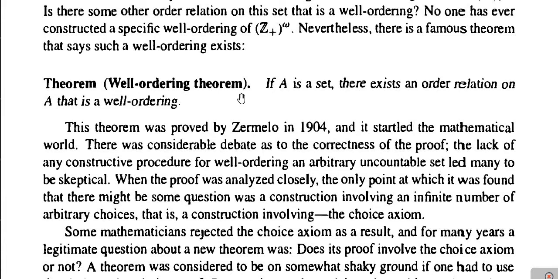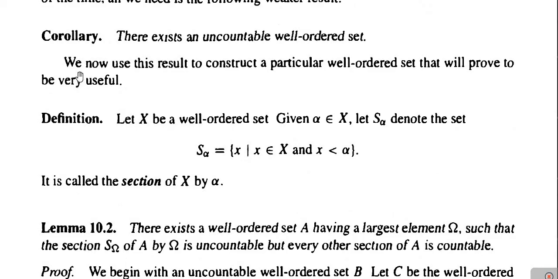Now the next one is the well ordering theorem. The statement of the well ordering theorem is: if A is a set, then there exists an order relation on A that is a well ordering. Its proof is not in our syllabus. So let us move to the next one, the corollary based on this. The corollary based on the well ordering theorem is: there exists an uncountable well ordered set.